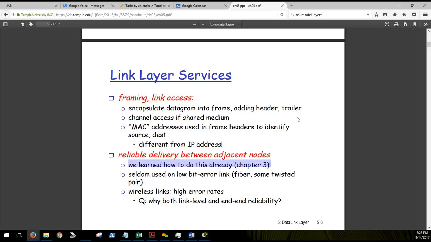tell me the two types of segments that come out of the transport layer. TCP and UDP. Right. And TCP is connection oriented and UDP is not. So UDP could take advantage of the link level error checking, okay? All right, moving on.